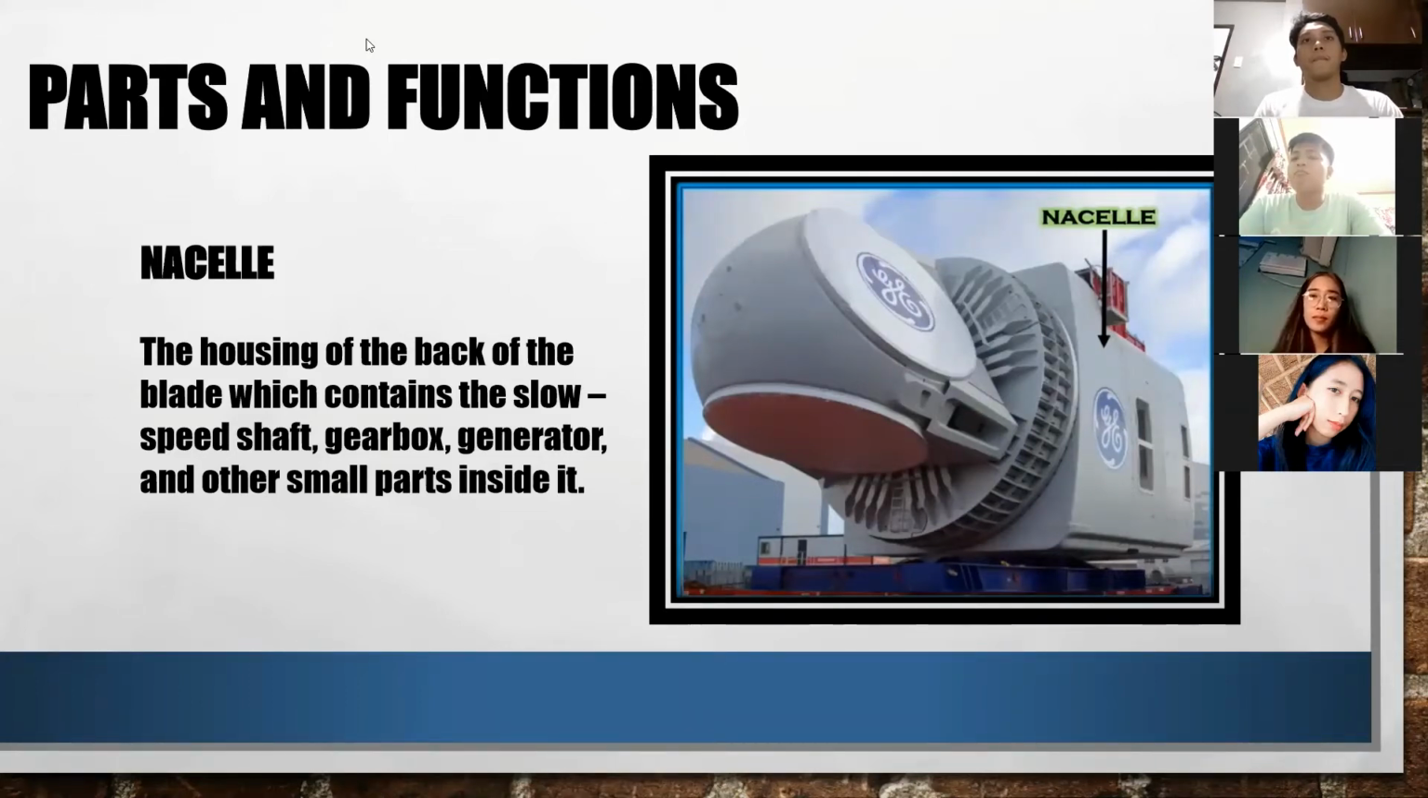So, itong nacelle, yun lang naman, meron siyang speed shaft, gearbox, generator, which is nasa likod no blade natin.